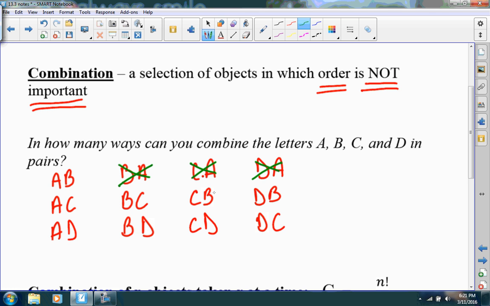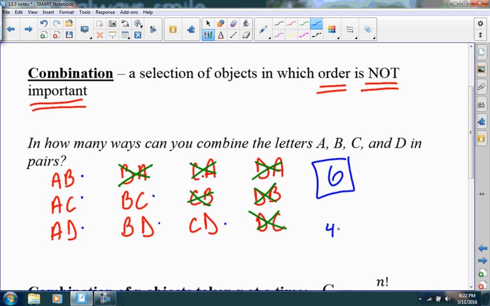BC is going to be the same as CB. BD is going to be the same as DB. And CD will be the same as DC. So I've eliminated half of my choices there. So now I can count, and I can see there's 1, 2, 3, 4, 5, 6. So there's 6 choices.